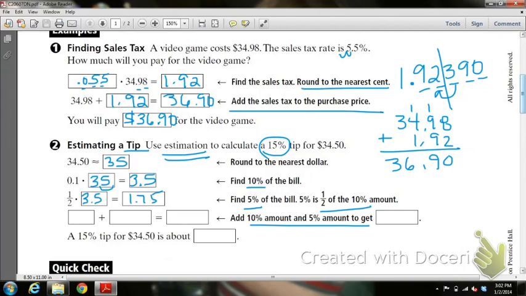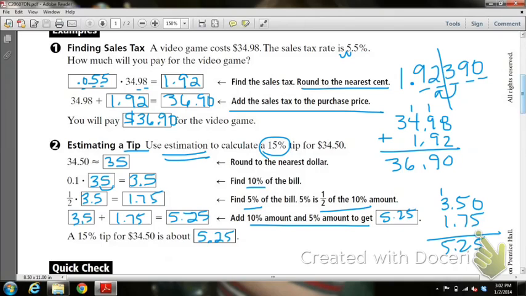Now I'm going to add these two amounts together. 3.5 plus 1.75 is 5.25. So a 15% tip is about $5.25. If you want to be nice, you can round that up to $6. I'm sure the person would appreciate it. All right, so that's some places where we use percents.